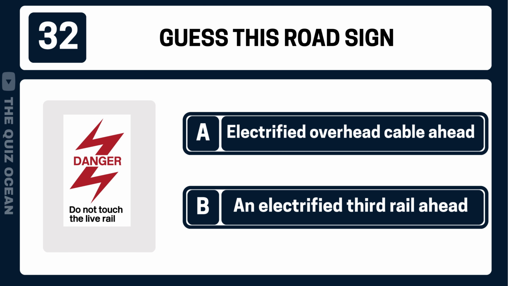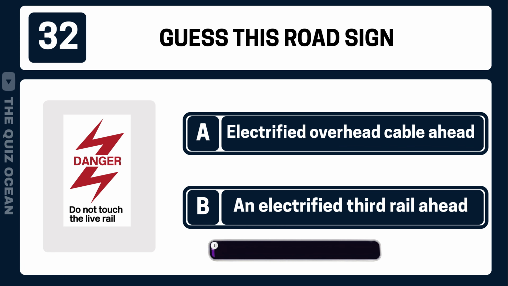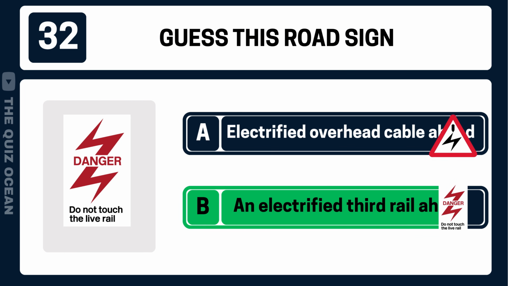Guess this road sign. A. Electrified overhead cable ahead. B. An electrified third rail ahead. Excellent. This sign warns of an electrified third rail.